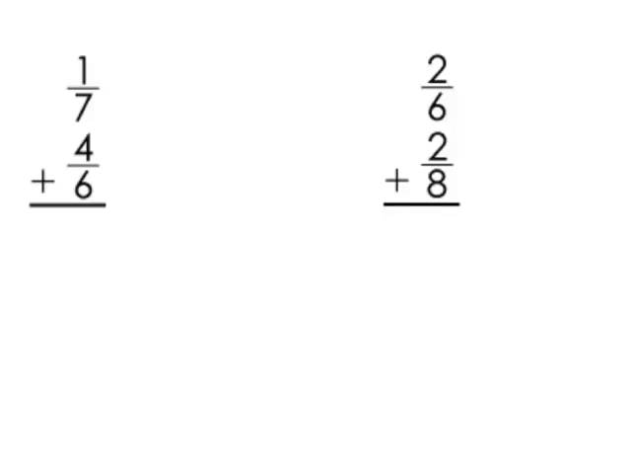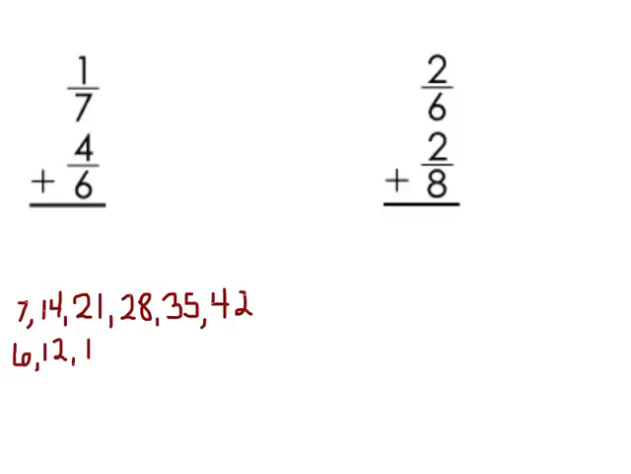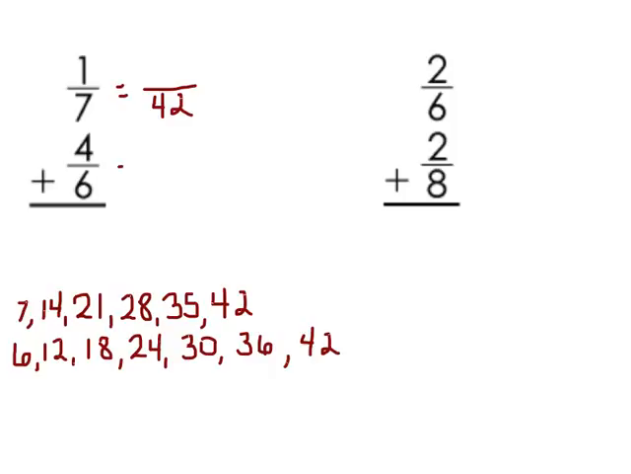All right, now we have 1/7 plus 4/6. So we're going to start by looking at our sevens. 7, 14, 21, 28, 35, 42. And looking at our sixes. 6, 12, 18, 24, 30, 36, 42. Oh, there it is, 42. So I'm going to set that equal to 42s to find my equivalent fractions.